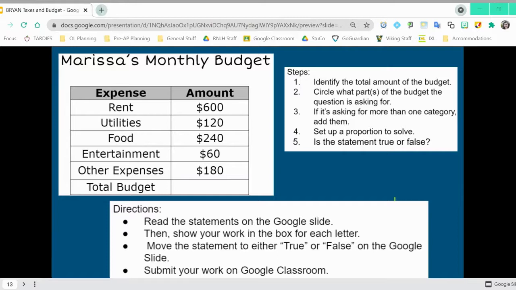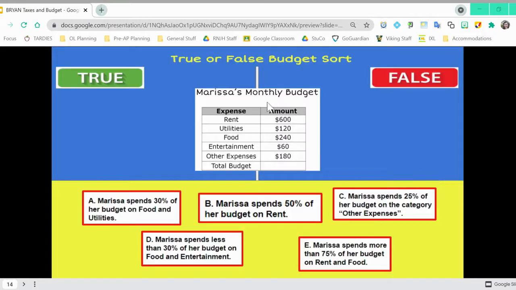All right, so your directions for the rest of class, I'm going to give those to you so you know exactly what assignments you need to do. And so pay attention to the last little bit of this video to walk you through what you're expected to do. So you are going to do an activity where you are going to be working with Marissa's monthly budget. Now, it'll give you the amounts right here. And it's also going to give you 5 statements.